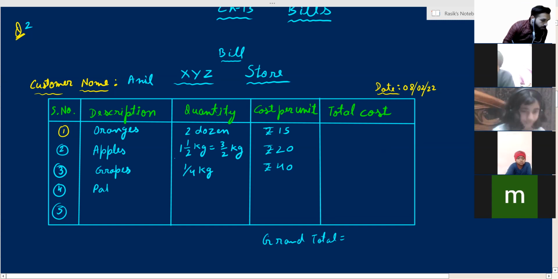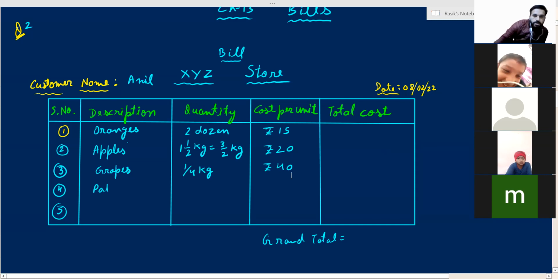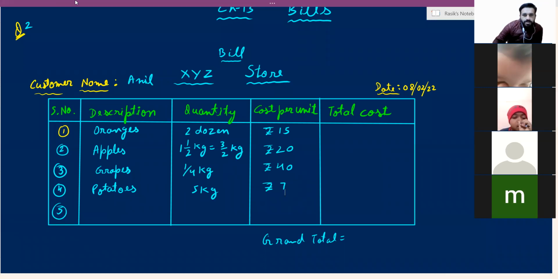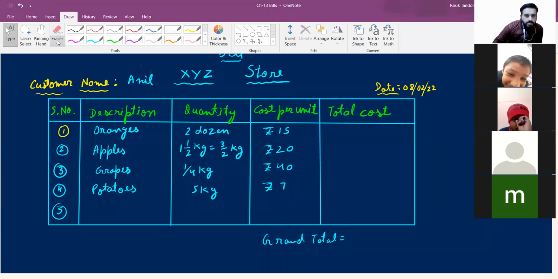How many total items are there? Sir, 7. Too many items. No problem, we will make some space. Potatoes, 5 kg of potato at rupees 7 per kg. That's cheap. Let's make some space for the potatoes.